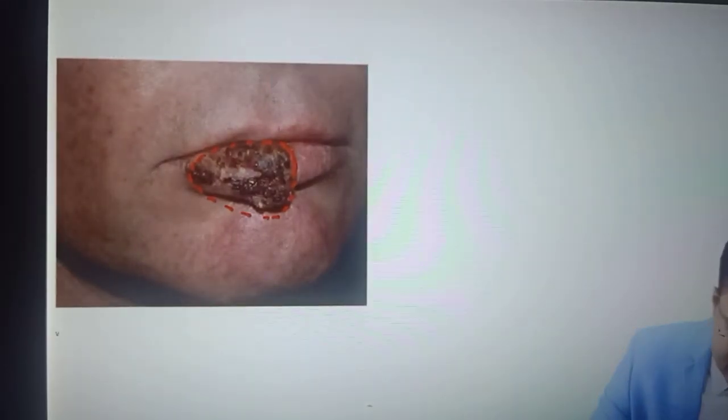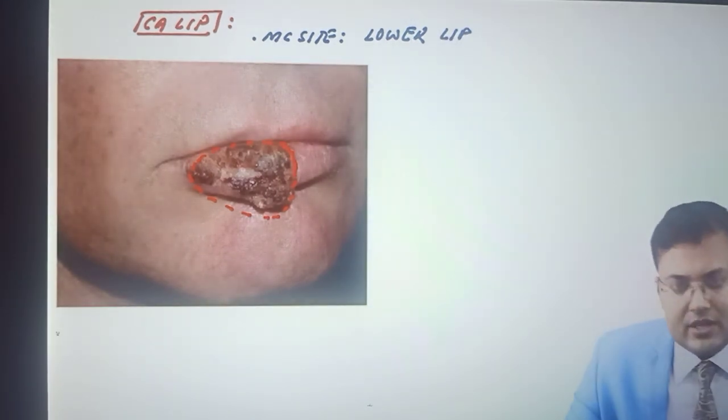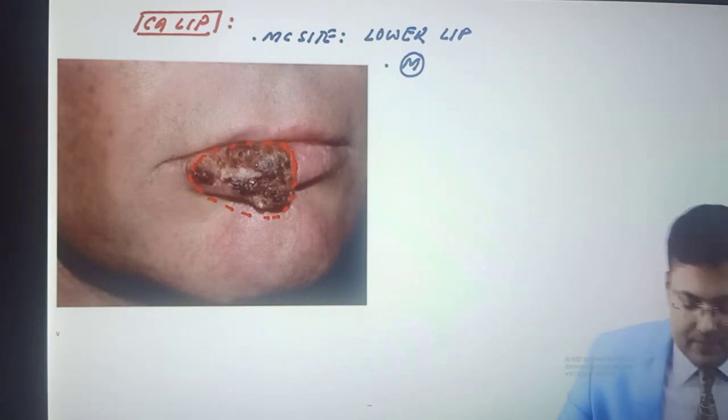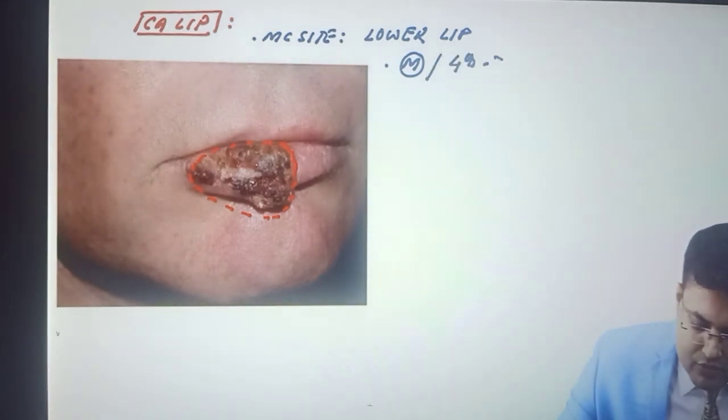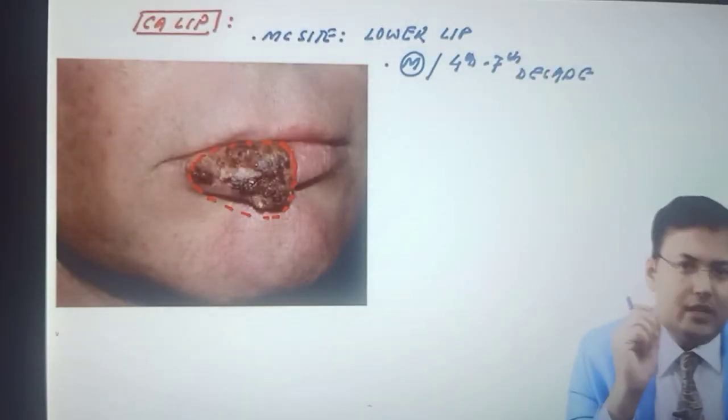So see the important points related to carcinoma lip. First, what's the most common site? It's the lower lip. Why? Because the lower lip is exposed to sunlight and ultraviolet radiation. It is more common in males, because males are involved in outdoor activities. Generally, in which decade? It is seen in the 4th to 7th decade. Generally these patients have swelling, growth, sometimes ulceration over the lower lip.